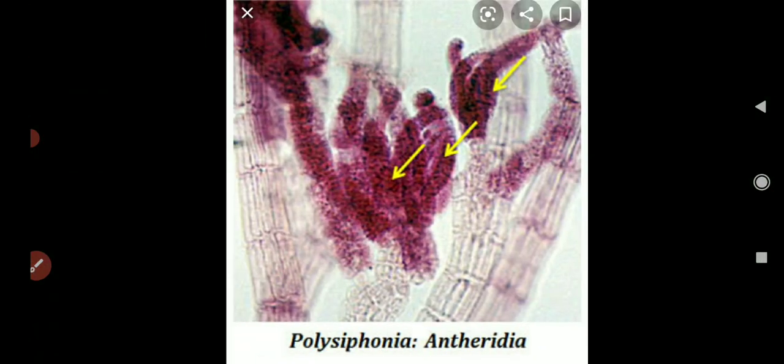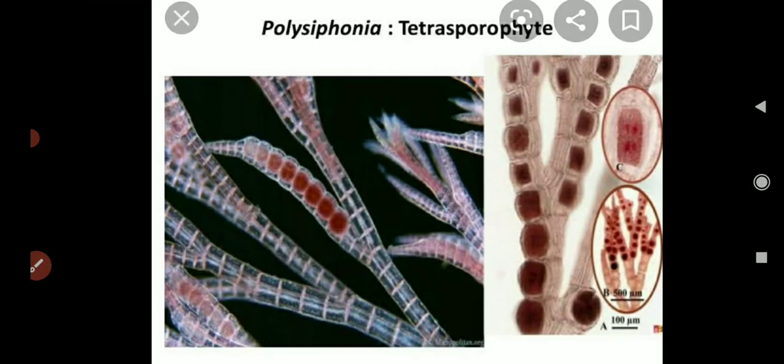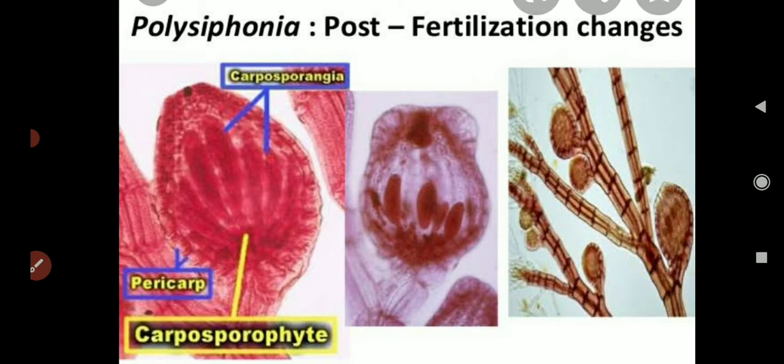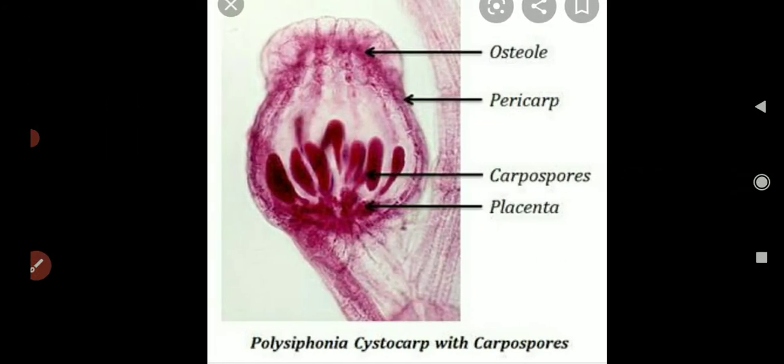This is the male, that is the antheridia. The male part of the Polysiphonia, they are the antheridia, and inside we'll find the antherozoids. This is the asexual part, that is a tetrasporophyte which contains tetraspores. Then this one is the female part, that is the carposporophyte which contains carpospores. Okay, so it's clear, I think.